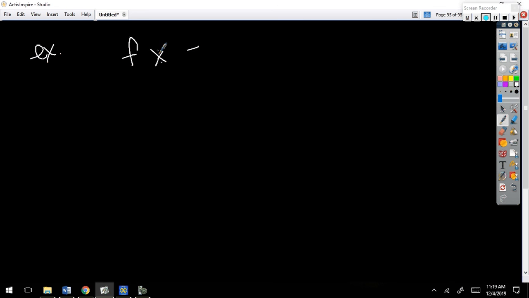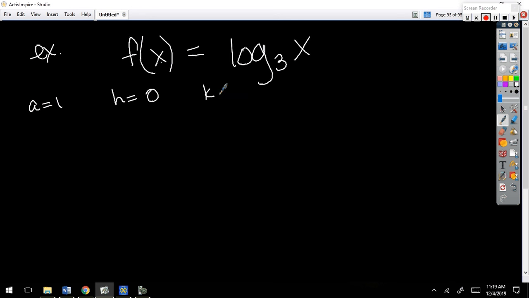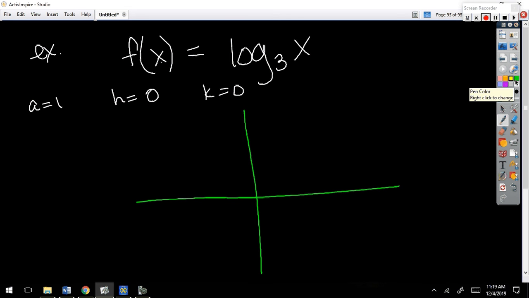Let's do log base 3 of x. We'll make it easy. I'm missing everything, right? There's an invisible one. So A is 1, H is 0, and K is 0. So that means my asymptote is 0. This is going to look like a parent function for me because there are no transformations here. There's nothing shrinking, stretching, shifting.